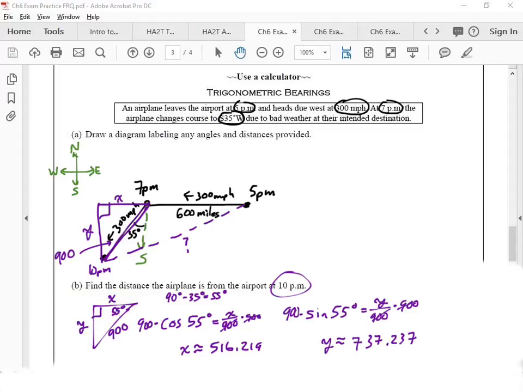Okay. So we got this side right here, which is our y. So that's going to be 737.237. And we're going to square that, and we're going to add to that. What would that be?